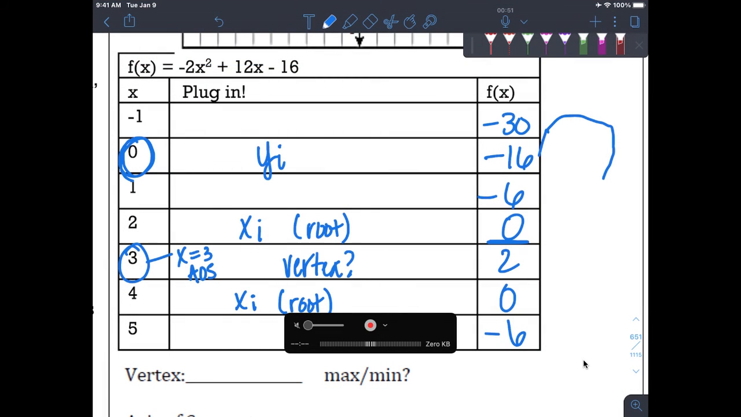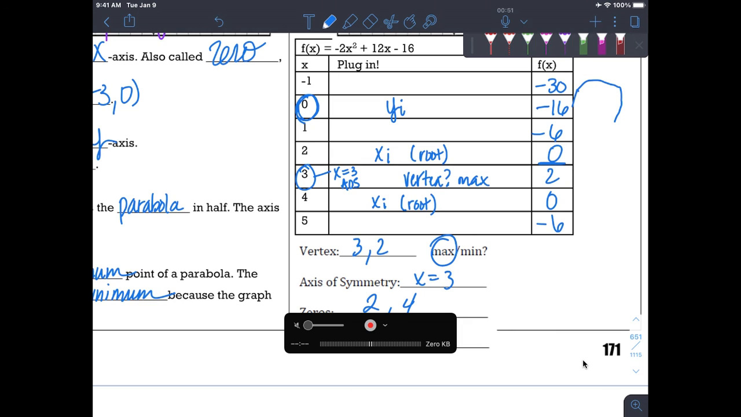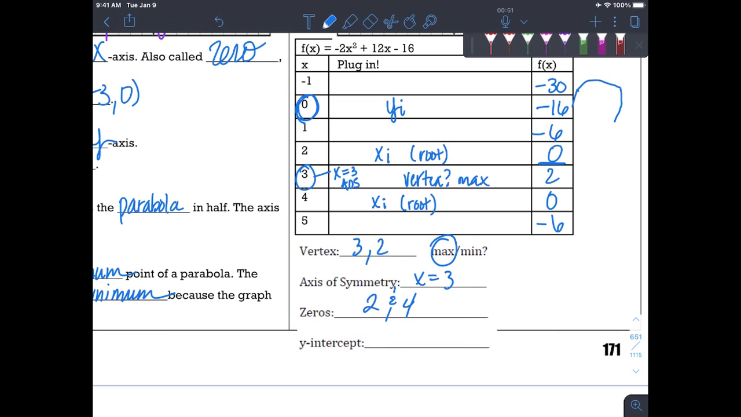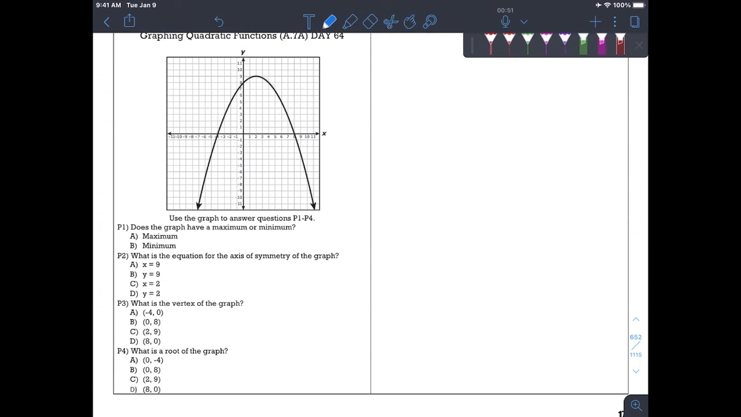So we can get all of this just by looking at a few points. So my vertex located at (3, 2). This is going to be my maximum. My axis of symmetry, x equals 3. My zeros are going to be located at 2 and 4, excuse me. And my y-intercept is located at (0, -16). Pretty simple and straightforward. We're just identifying the pieces, okay? So I want you guys to go ahead and get started on this, and I'll see you next time.